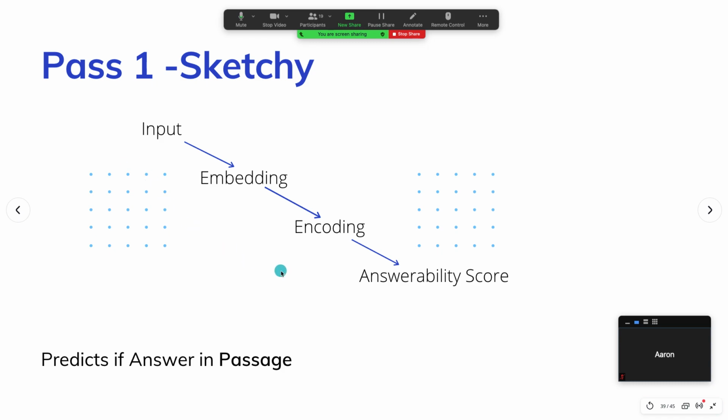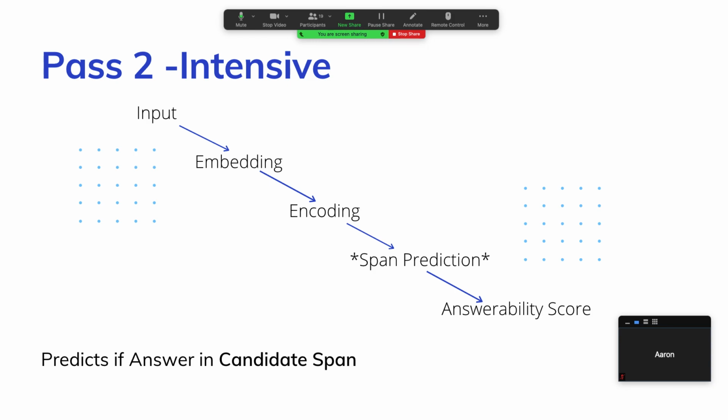Talking about the first pass, first we have input, embedding, encoding, and answerability score. This is pretty common stuff. Ultimately, it predicts that the answer is vaguely in the passage. Next, you have the second pass, which is the intensive pass. What's added here is a span prediction. Span prediction looks in the passage and makes a prediction about answer candidates, then finds whichever one is the most likely answer candidate. The answerability score here is just answering whether this most likely candidate seems to have the answer within it. So it predicts the answer if the answer is in the candidate span.